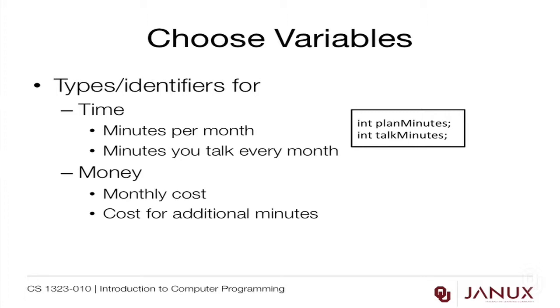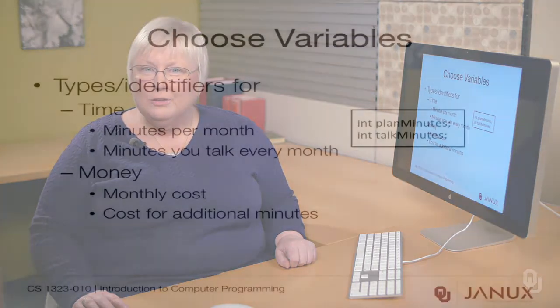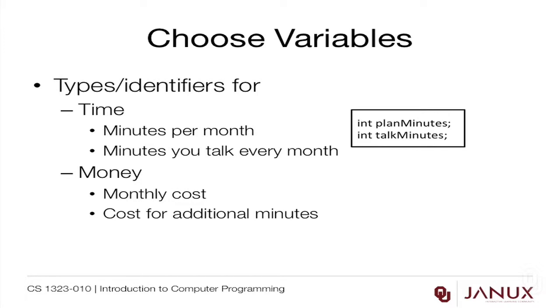We also have money in this problem. Now, at first you might think, well, dollars have a decimal point in them, so definitely they should be a double. But it's a little more complicated than that. Even though dollars have a decimal point, pennies don't, and pennies are indivisible. That is, you can't charge half a penny for something. So this means that our monthly cost and our cost for additional minutes should be integral, not double.